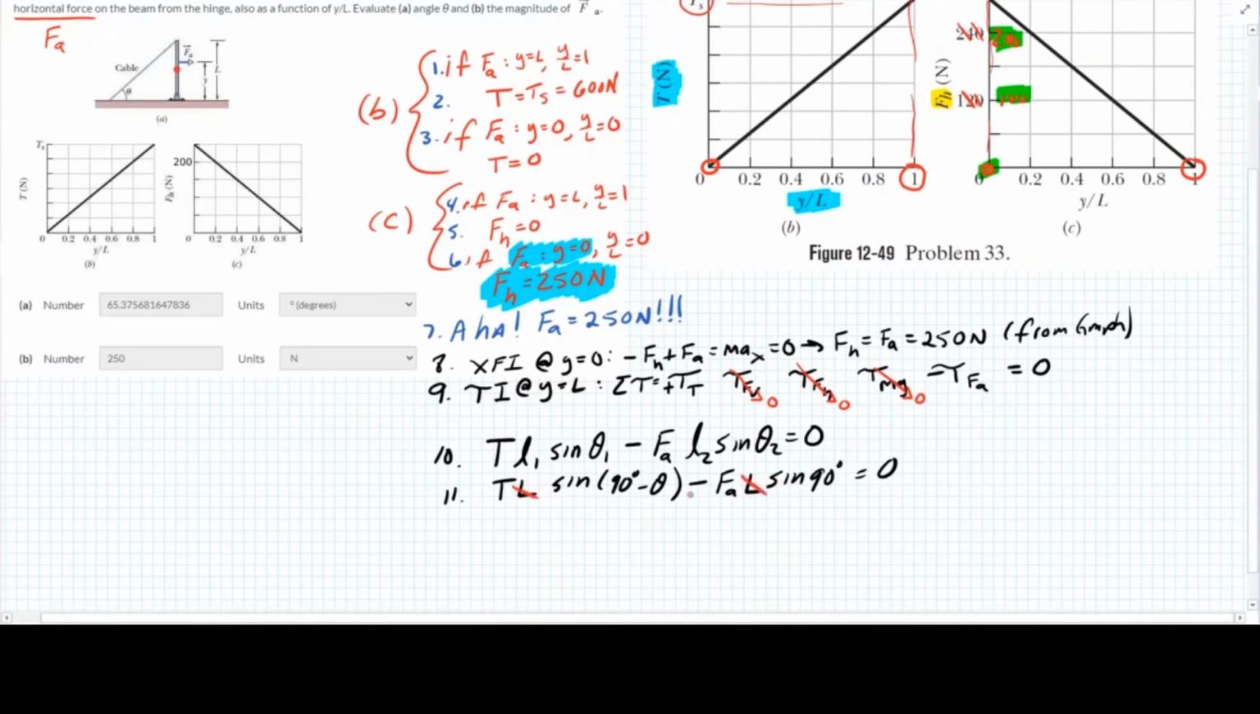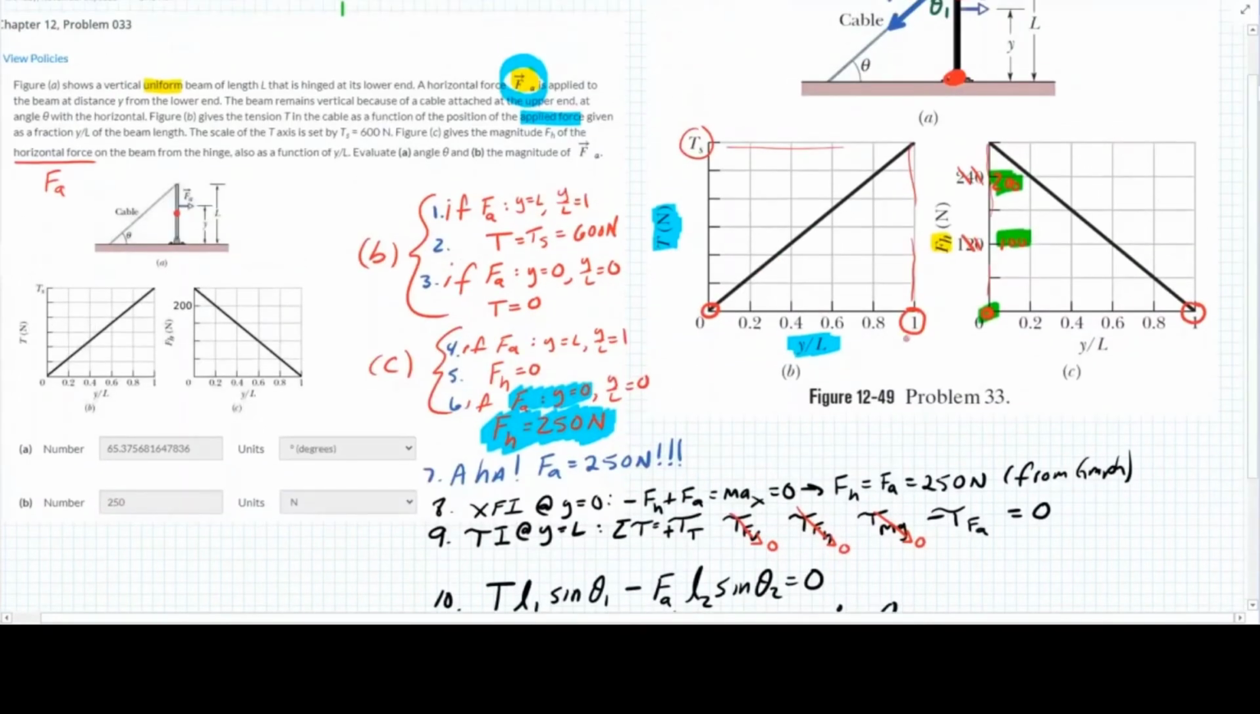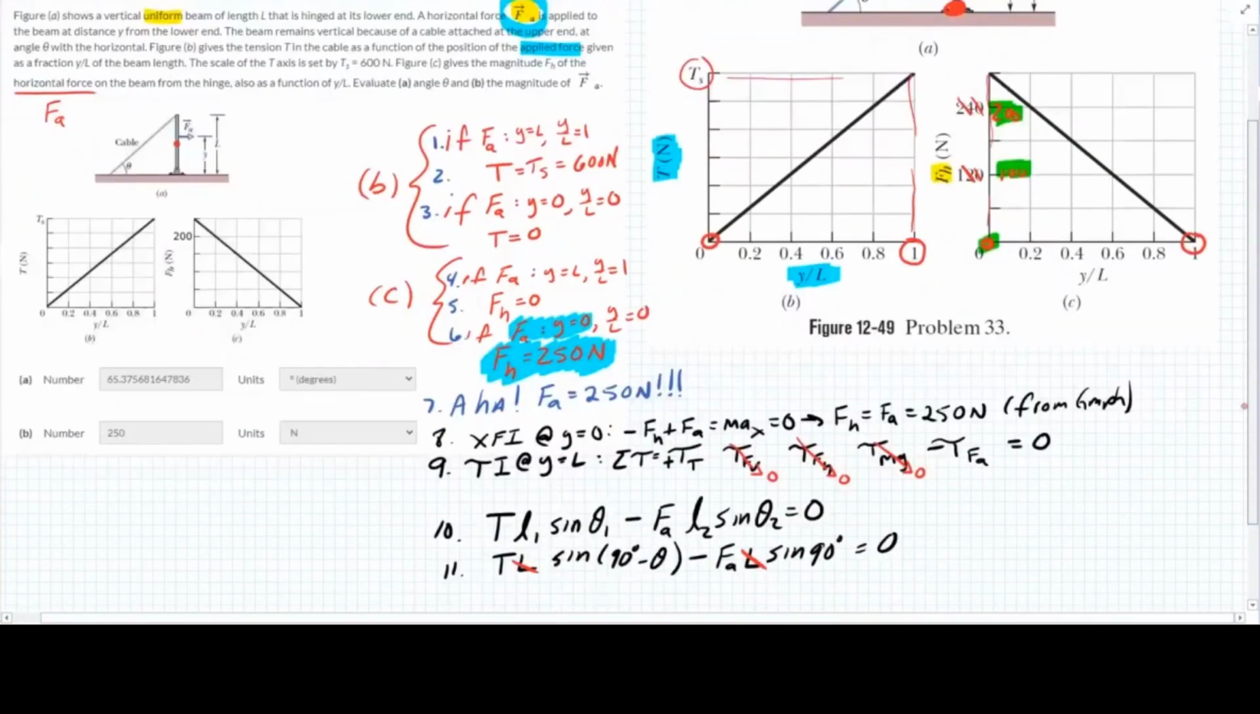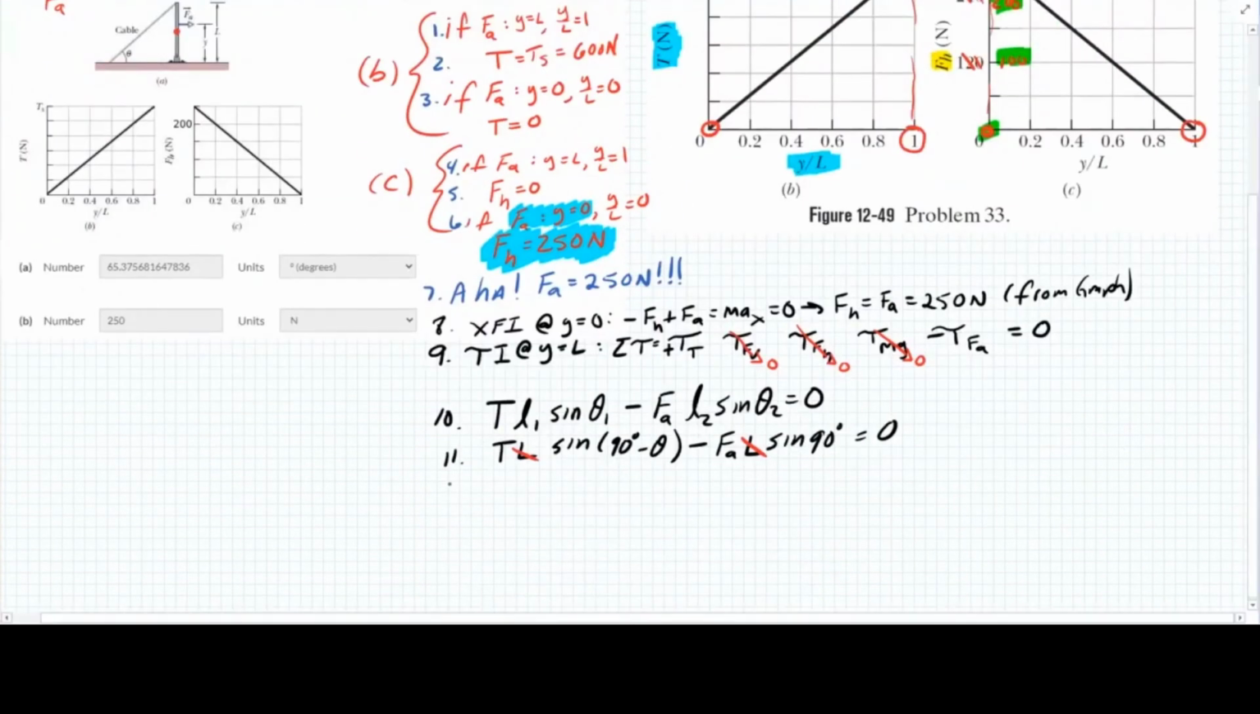The L's cancel. L cancels, L cancels. T at y equals L. For me, T equals 600, at y equals L, which means y over L equals 1. When I'm applying my force out at that outer point on the beam, I have 600 newtons for tension. So I have 600 newtons for tension times the sine of 90 minus theta, equals FA, which is 250.